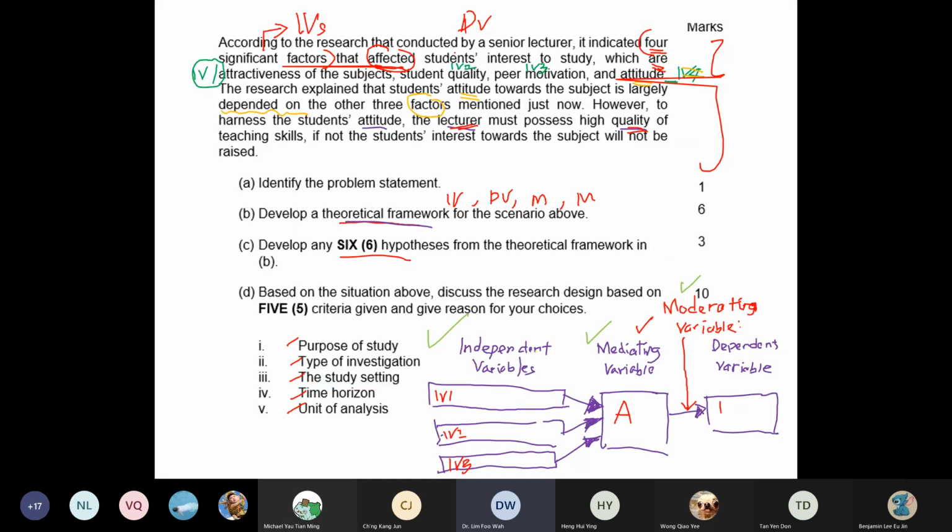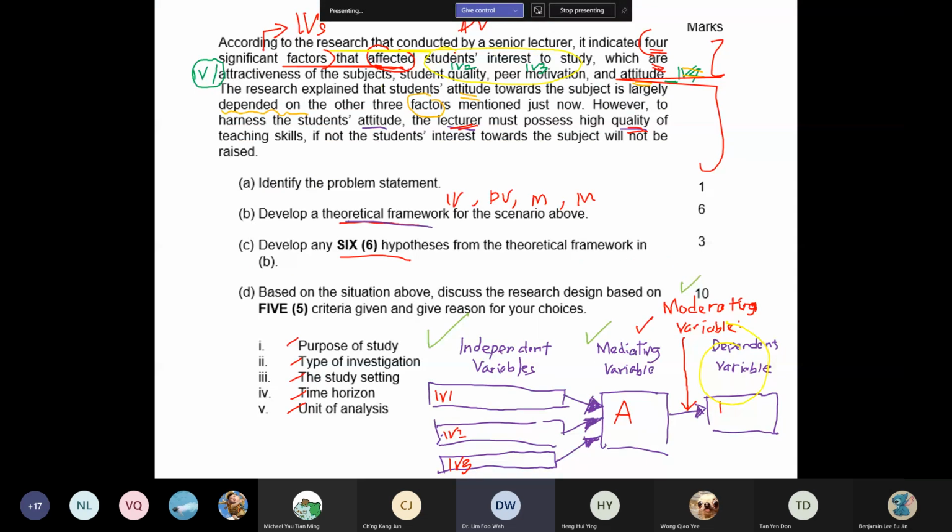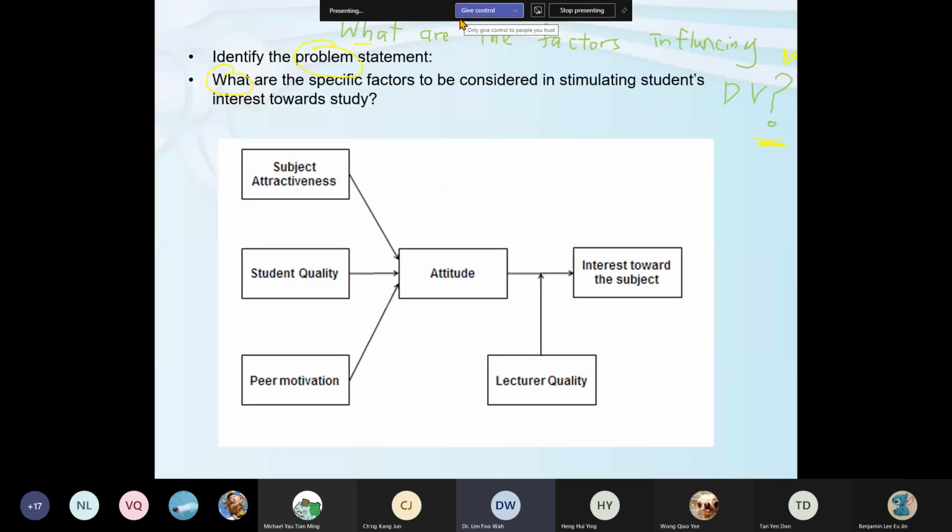Just now, you already know what my DV is. My DV will be the student interest to study. I try to slow down a little bit. Then you will write in sentences. Still start with what: what are the specific factors? You can write what are the factors or what are the specific factors to be considered in stimulating students' interest toward the study. You just copy back the DV in your question: student interest to study.